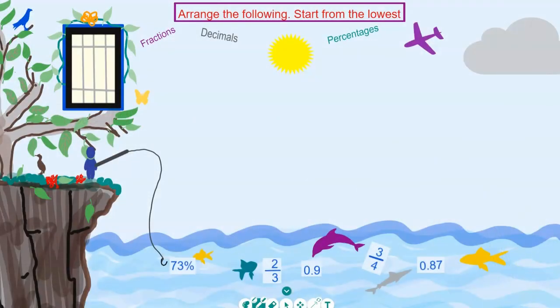Hi, today I am going to be showing you how to arrange fractions, decimals, and percentages in order, starting from the lowest. But first we need to find where the questions are. You can find them on land, under the sea, and up in the air. Let's start with land. There's a door. Let's try to open it.